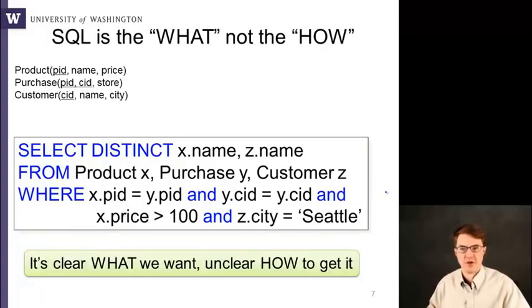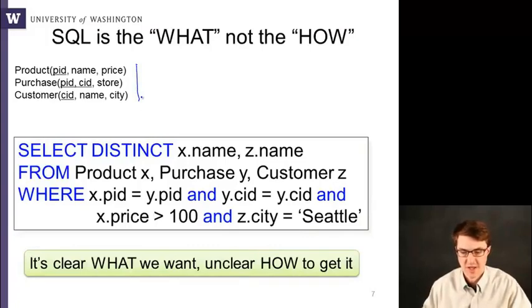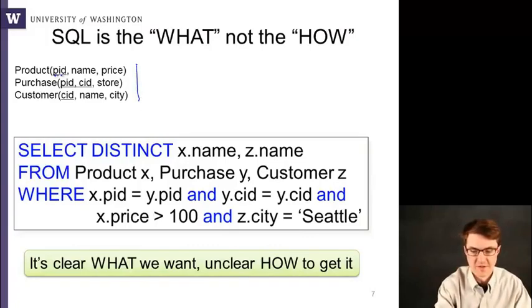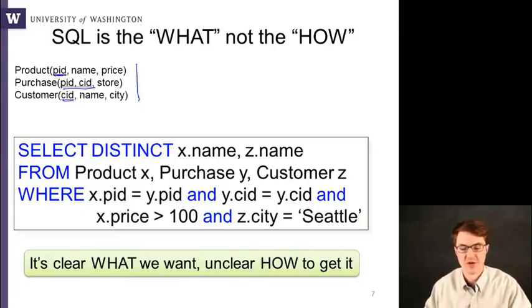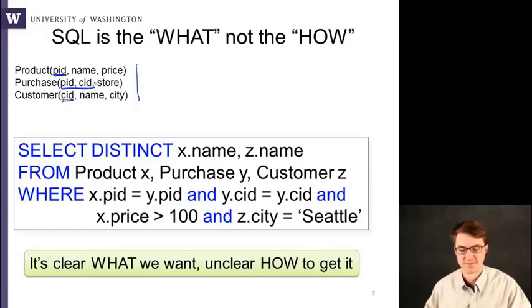Given another example, there's 3 columns, product, purchase, and customer. And the underlining here we haven't talked about, but this indicates what makes each record unique. And so here the PID makes the product unique, the CID makes the customer unique, and the combination of PID and CID makes the purchase unique.